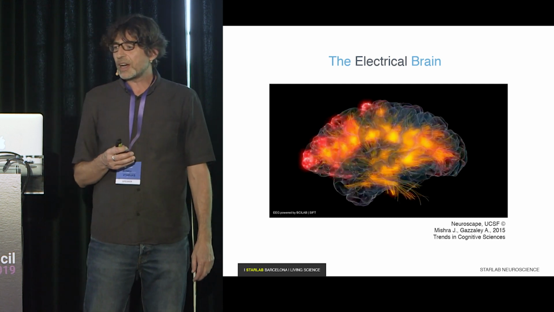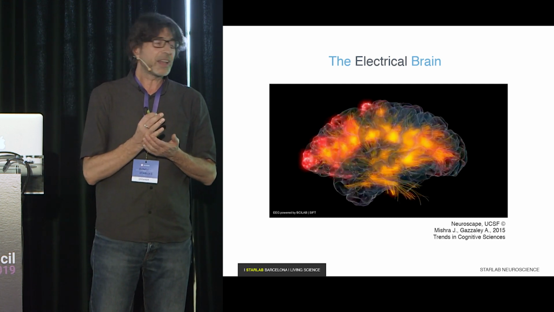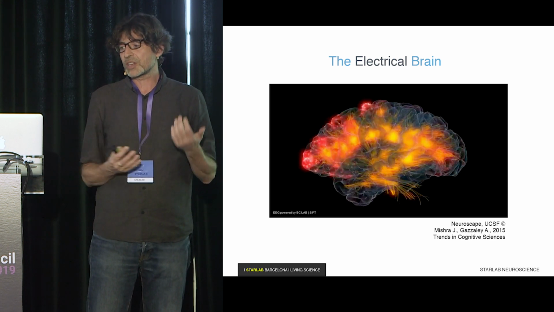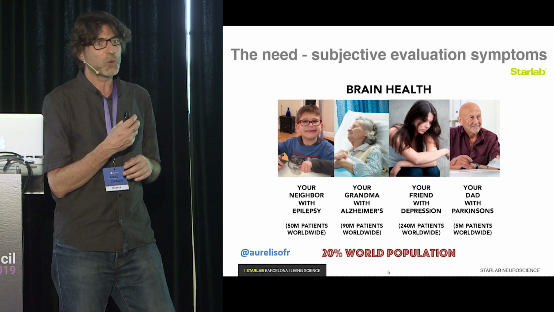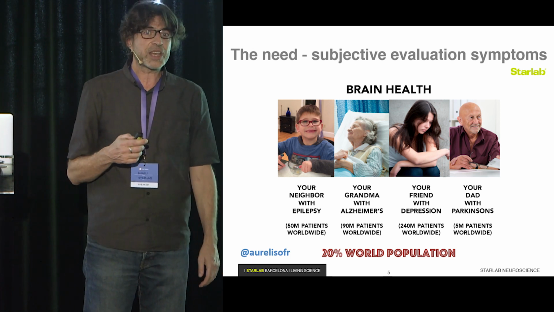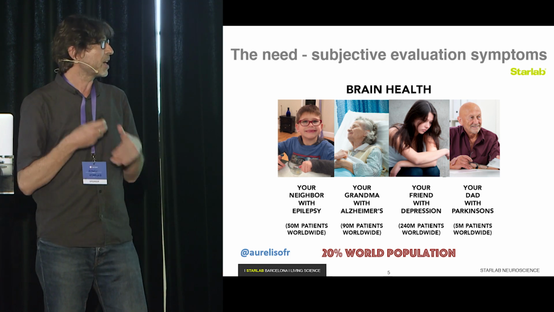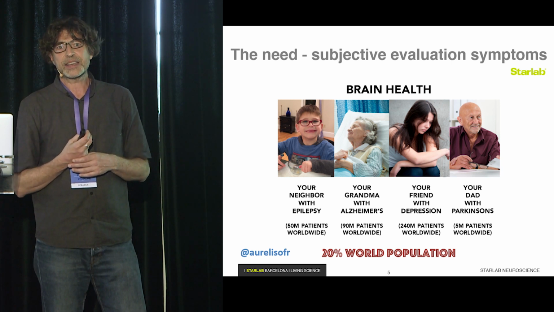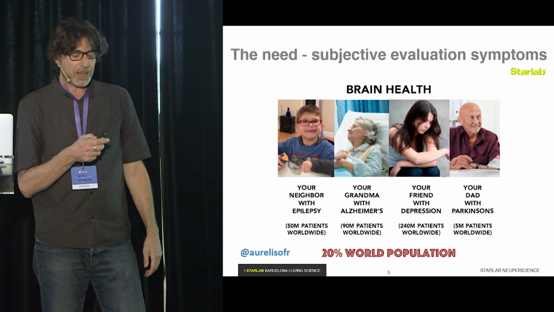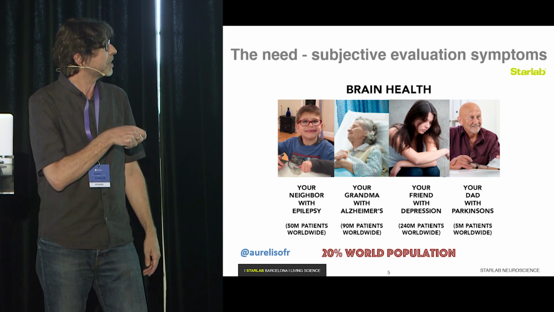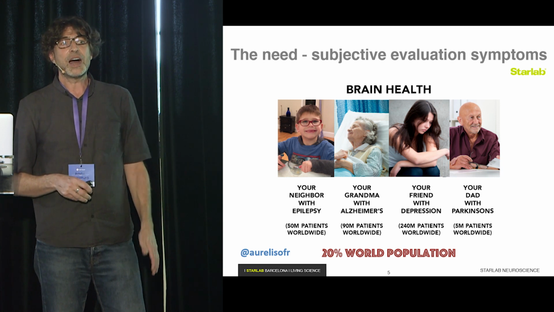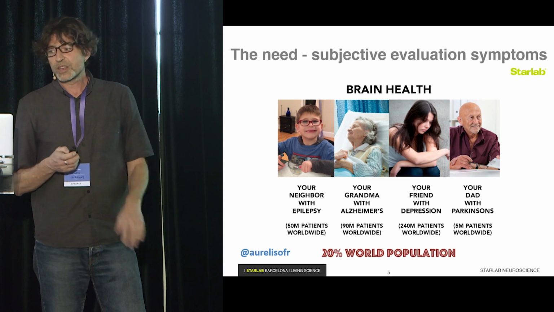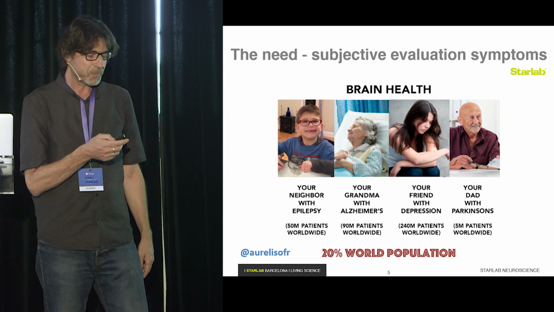So I'm talking about basically brain health. Brain health is a set of diseases that affects 20% of the world population. We are talking about epilepsy. We are talking about neurodegenerative diseases or mental health, like in the case of depression. And there is a fundamental need, which is the fact that most of these diseases are based on the subjective evaluation of the symptoms. And this is a problem.